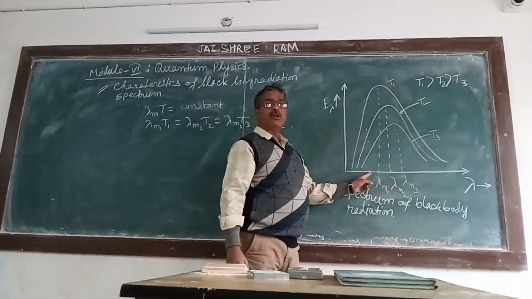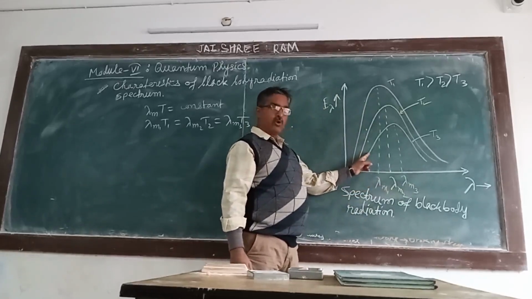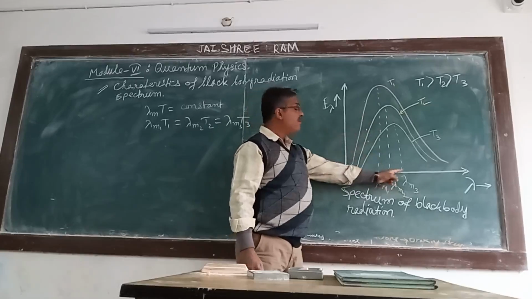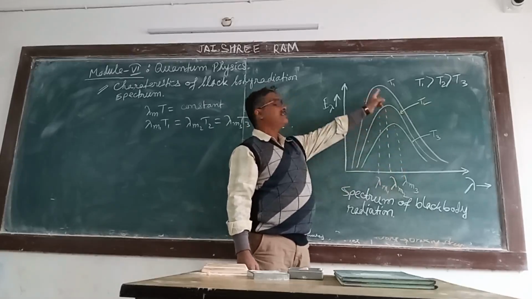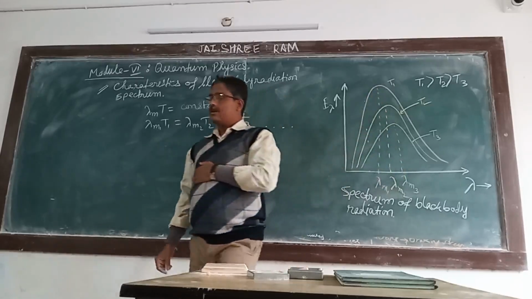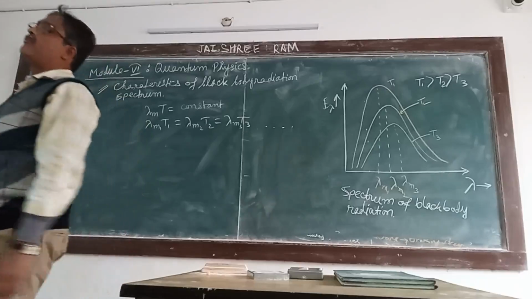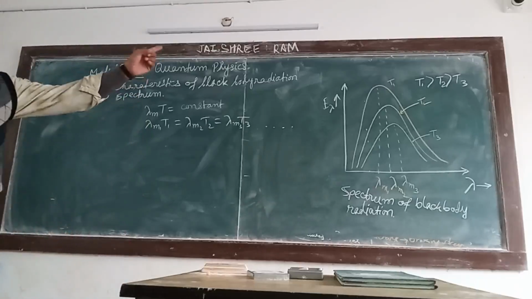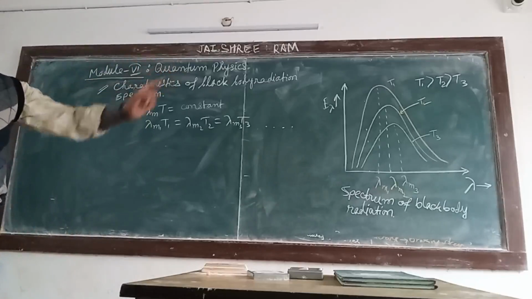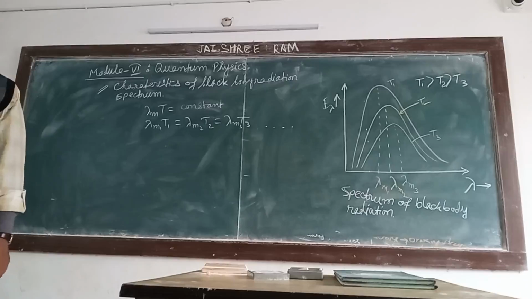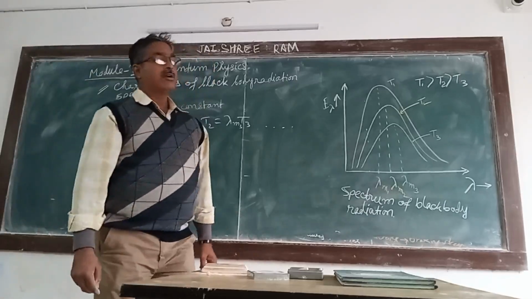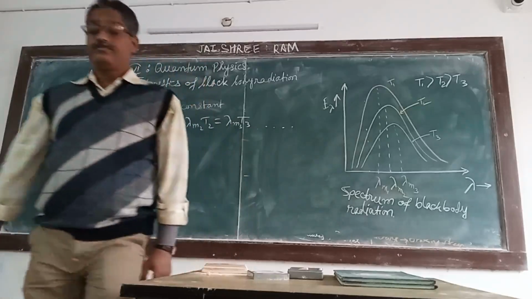If you take this wavelength, here temperature is low. As the temperature increases, intensity increases. So for every value of wavelength, the intensity increases as temperature increases. That means the curves cannot cut each other. So the graphs cannot cut each other.